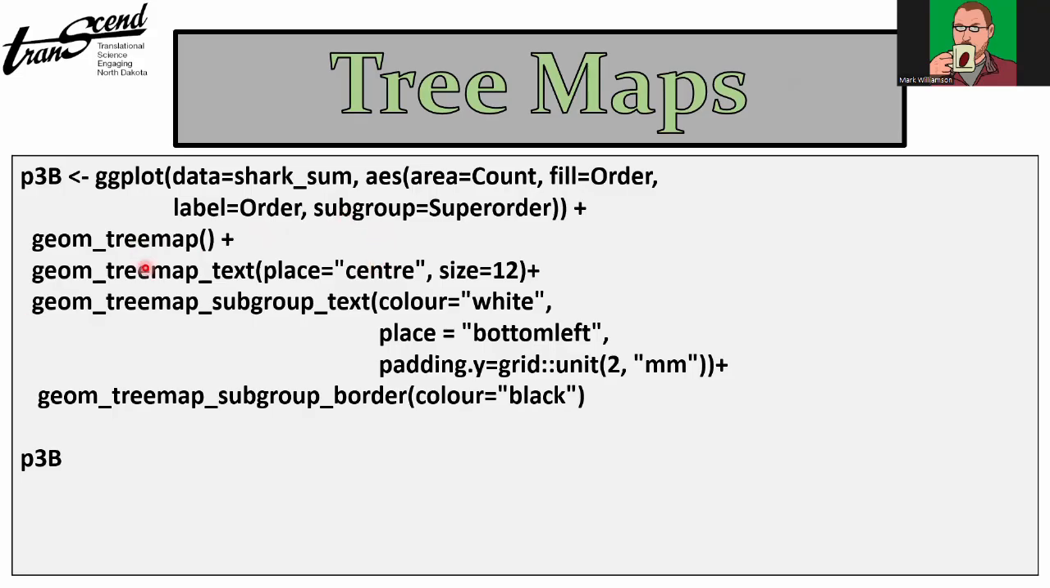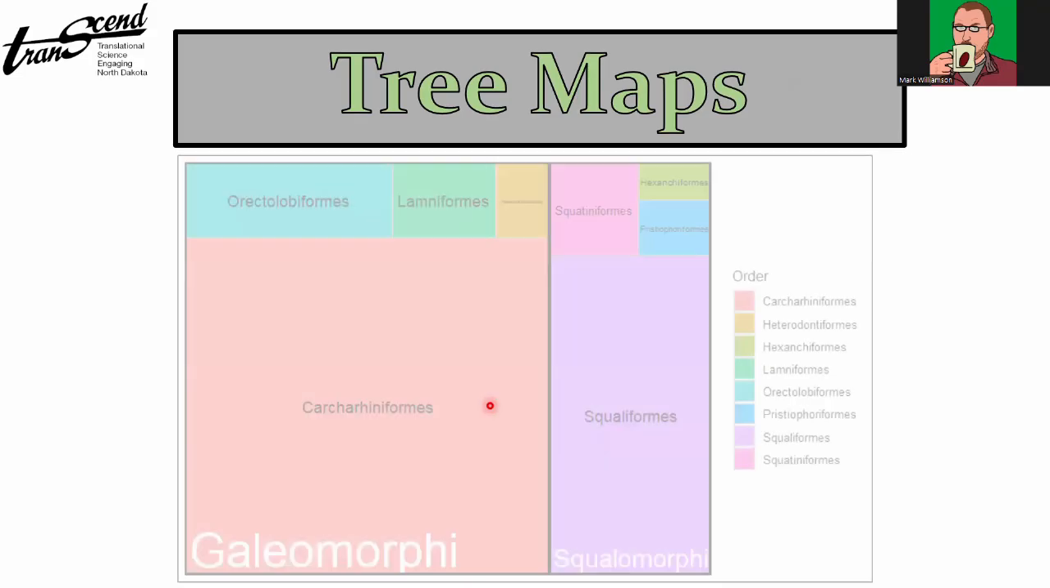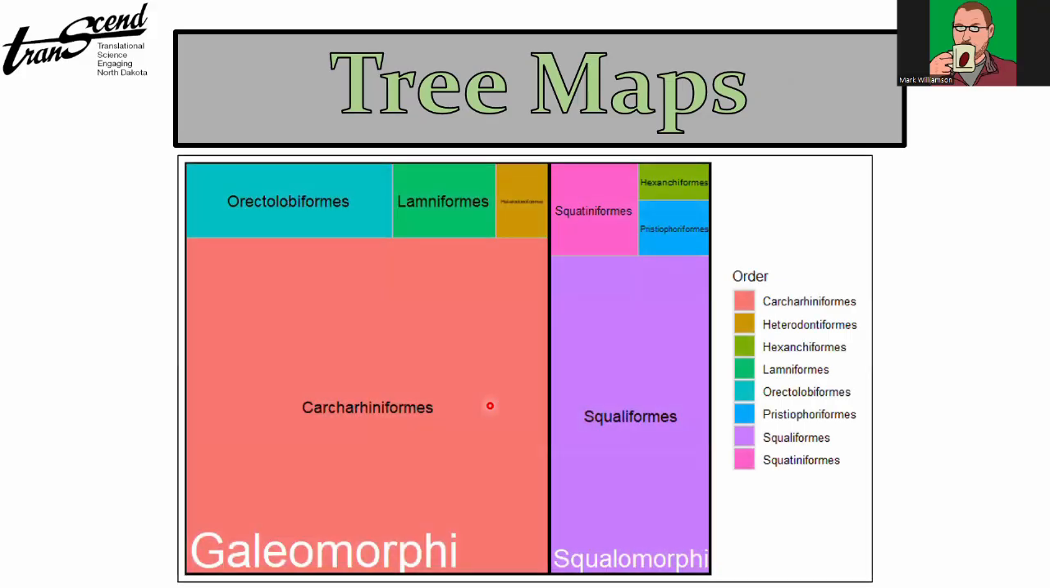You can create the tree map text like normal, but then the subgroup text is an additional statement, and I'm going to do a little customization there. I'm going to color that white, place it on the bottom left rather than something like the center, and then add some padding so it looks right and doesn't overlap the borders. And then I'm going to create a geom_treemap_subgroup_border and color it black. And at the end of the day, what we get is this really nice tree map here.